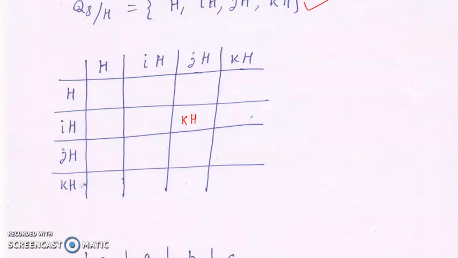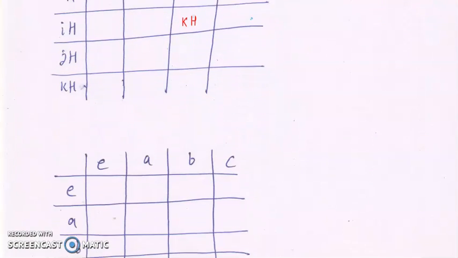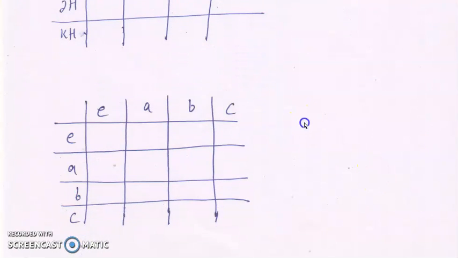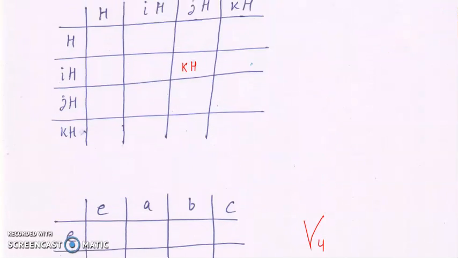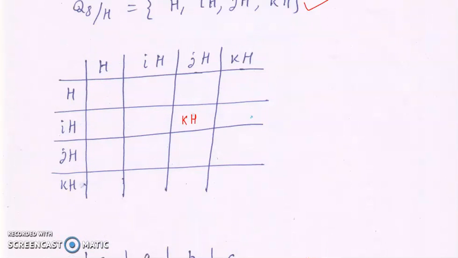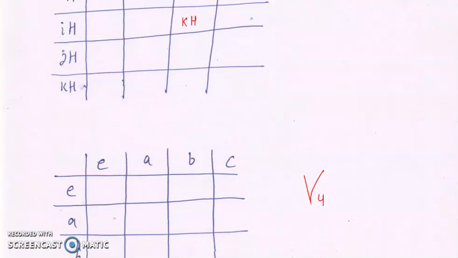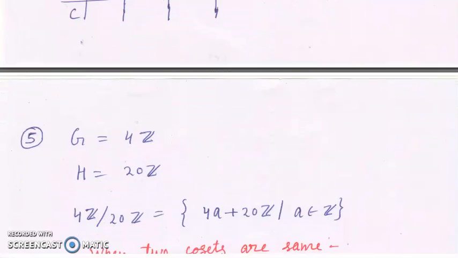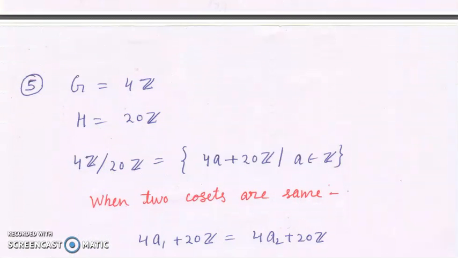And one more exercise I am giving you. This is the multiplication table for V4. You fill in this table again and compare it with the table of Q8 upon the center of Q8. You compare these two tables and see what you get. Write in the comment box what you get.